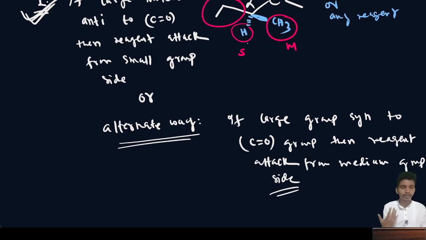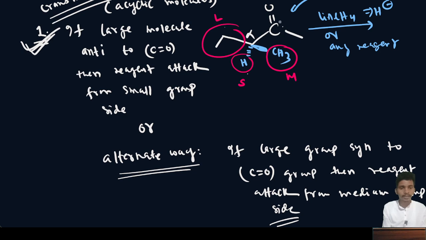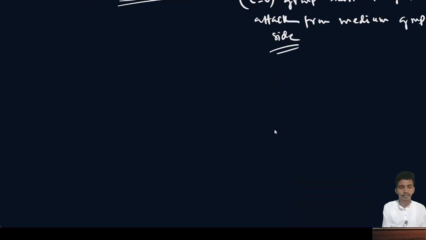So Cram's model also says that if the large group is syn to the CO group, then reagents attack from the medium group side. Here we see the carbonyl group, and the large group is syn to this carbonyl, because this and this are syn. If it is syn, then the incoming reagent attacks from the medium group side, meaning from the above side. So if that question is there, let's say the same question, I am solving here.